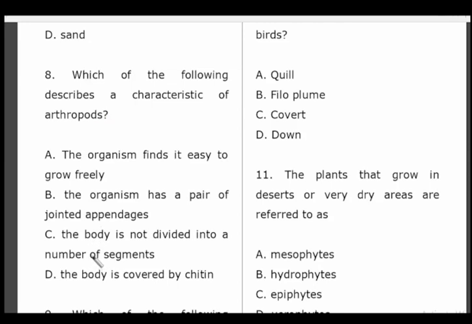So example of the characteristic that they have for this particular arthropod here, option A says the organism finds it easy to grow freely. No, that is not a characteristic of that organism. And then B says the organism has a pair of jointed appendages. No, they have more than a pair of jointed appendages. And then C says the body is not divided into number of segments. Actually, the body is divided into segments. So the answer to that question is D, that the body is covered by chitin. Yes, arthropods majorly have their body covered by chitin. So that is the answer to question 8. Question 8 there is option D.